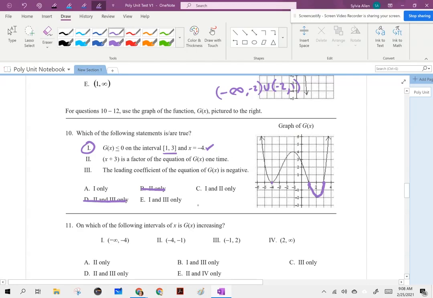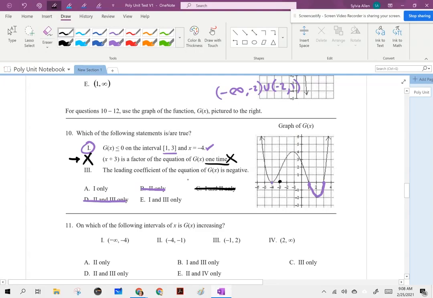Okay, so the rest of them contain a 1. Now let's take a look at 2. X plus 3 is a factor 1 time. So let's take a look at -3. It's not even a 0, and so that's not going to be true. So let's get rid of the ones that have a number 2 in it.